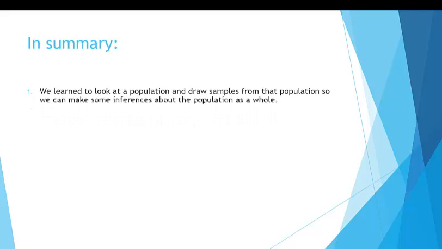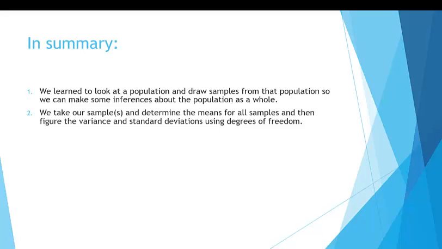So in summary, this is a lot of information in this module. In summary, what we have learned, based upon the previous module of defining populations and samples and how do we draw samples from populations, in this module we looked at how can we determine characteristics of the population based upon our sample. So in summary, what we did is we learned to look at a population and draw samples from that population so that we can make an inference back to the population as a whole.